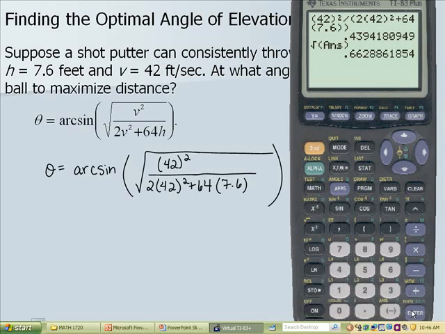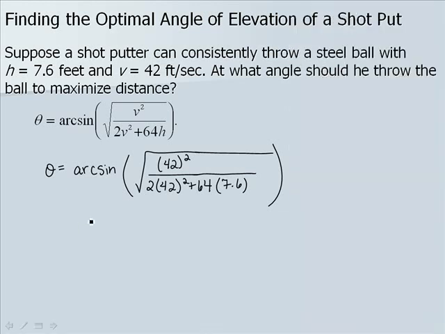And now I want to take the arcsine of that, so we'll do second sine inverse of our answer here. And we see that we get a value of theta, and remember our mode was degree, so we see that theta is approximately 41.5 degrees, and that will be the optimal angle that he needs to throw the ball.